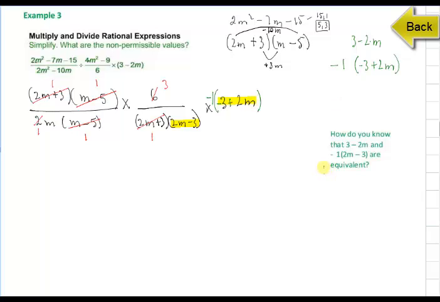Okay, now if you go over here, how do you know that 3 minus 2m and negative 1 times 2m minus 3 are equivalent? Well, you know that because if you take the negative 1 times the 2m minus 3 and you expand, okay, so you're going to multiply the negative 1 through, you will get negative 2m plus 3. And if I rearrange my terms, that would be 3 minus 2m. And so negative 1 times 2m minus 3 is the same thing as 3 minus 2m.